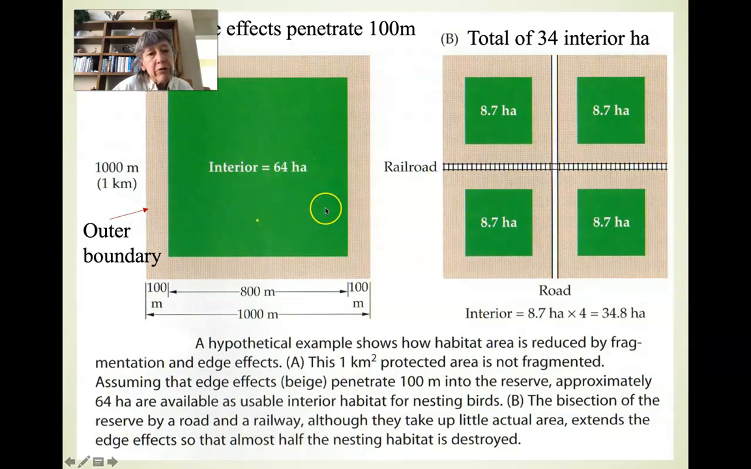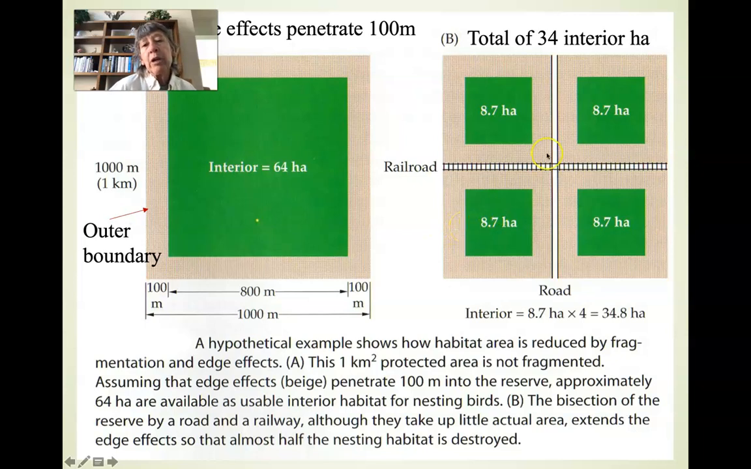So our original reserve, we have an interior space of 64 hectares that's not impacted by edge effects. But once we've bisected this reserve with a road and a railroad, our interior space is 8.7 hectares there, 8.7 hectares there, 8.7 hectares there, and 8.7 hectares there. And each of these 8.7 hectare chunks is impacted by edge effects that penetrate 100 meters.